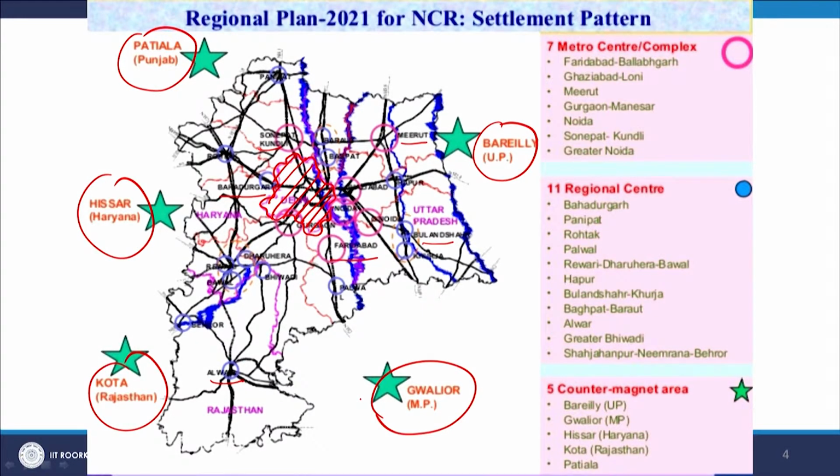And on the right side of this map you can see that there are various metro centers, as we discussed, like Faridabad, Vallabhgarh, Ghaziabad, Meerut, Gurgaon, Manesar, Noida, Sonepat, Kundli and Greater Noida. So, all these metro centers or growth centers are located here. These are Ghaziabad, Noida, Greater Noida, Faridabad, Gurgaon and like this, and this is Meerut. So, these cities are easily connected with the mother city, that is Delhi, and it is making an overall development in the region. So, basically the development is taking place in a radial fashion like this.